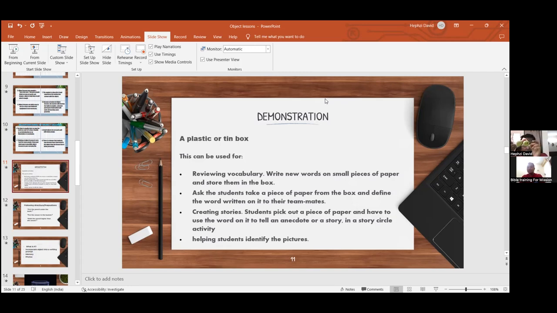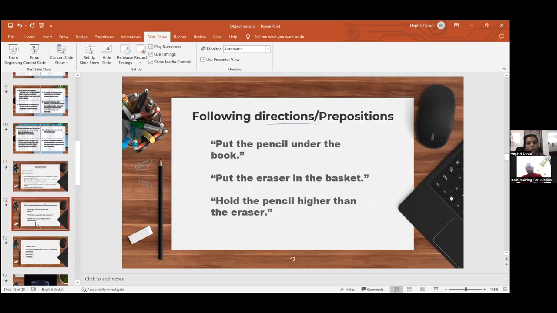Now, this is an apple. 2 apples are green. 1 apple is red. And then, so how many apples are there? There are 3 apples. So we can also teach numbers with the help of pictures. So I can review vocabulary. I can ask them to write down the word, to create stories, and also to identify the pictures.